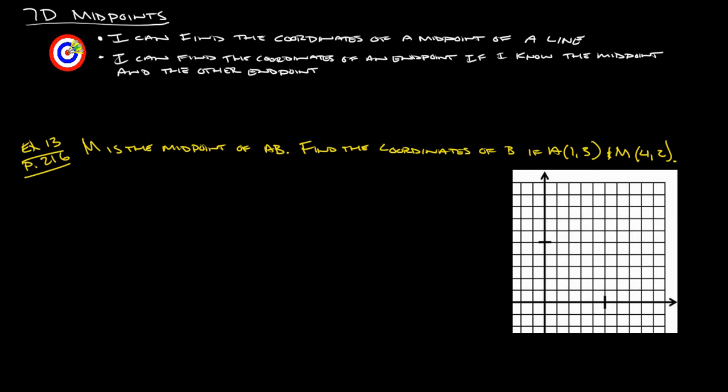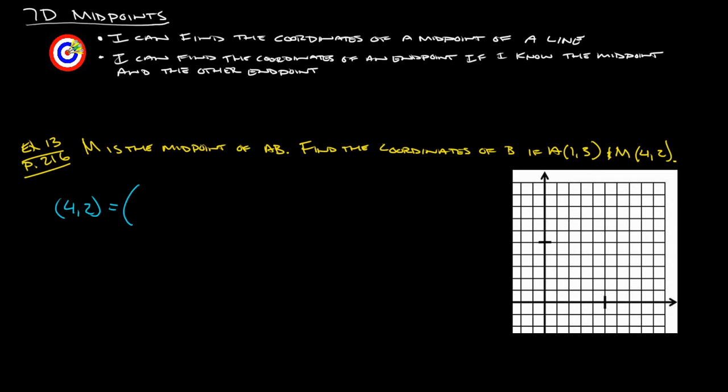And we've got M is the midpoint of AB. So we're going to find the coordinates of B if A is (1, 3) and M is (4, 2). So there's a couple ways to do this. One way is just plug it into the midpoint formula. We actually know what the midpoint is, so we don't have to write M equals. We know that the midpoint is (4, 2).